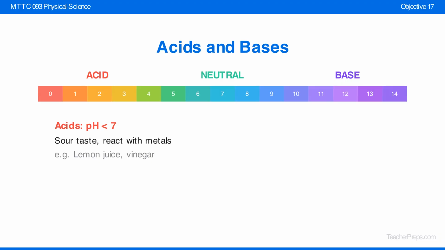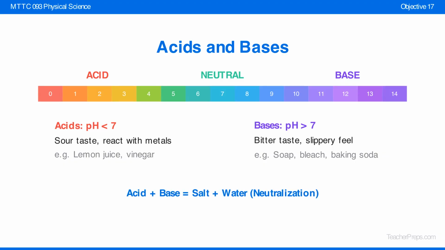Bases produce hydroxide ions, OH-, in solution. They taste bitter, feel slippery, and turn red litmus paper blue. Common bases include baking soda, soap, and ammonia. The pH scale runs from 0 to 14. A pH below 7 is acidic, pH 7 is neutral like pure water, and above 7 is basic.